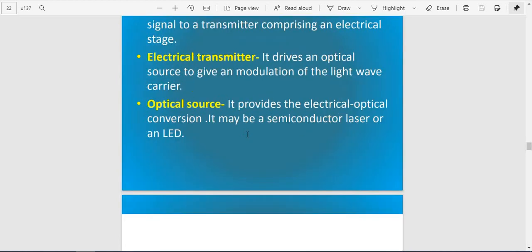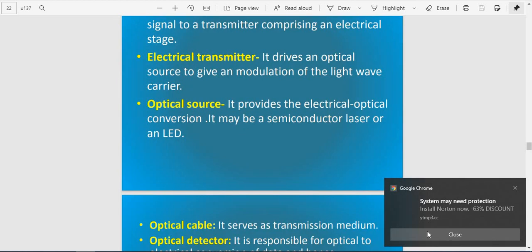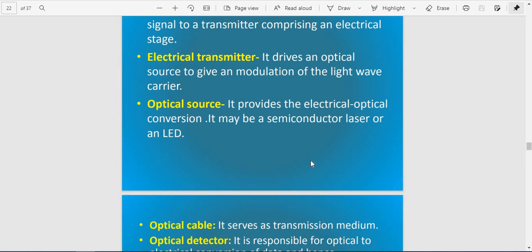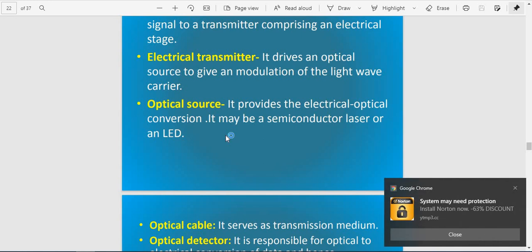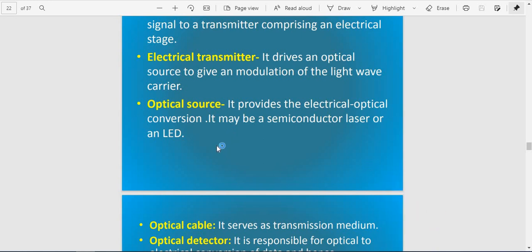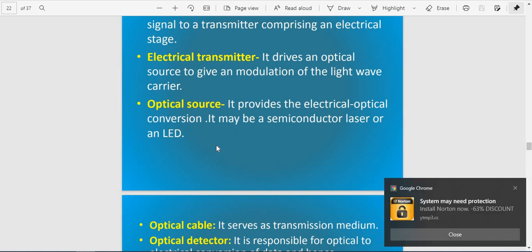Likewise, the next concept we have is the optical source. What is the use of the optical source, students? The optical source provides the electrical to optical conversion. Single source and multi-source. Single source is what? Lasers. Multi-source is what? LEDs. So lasers and LEDs, when we talk about them, we are going to see that particular one.